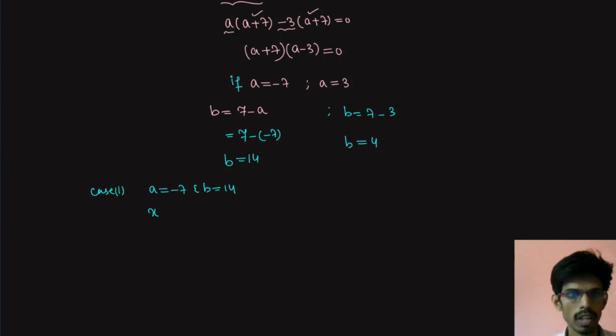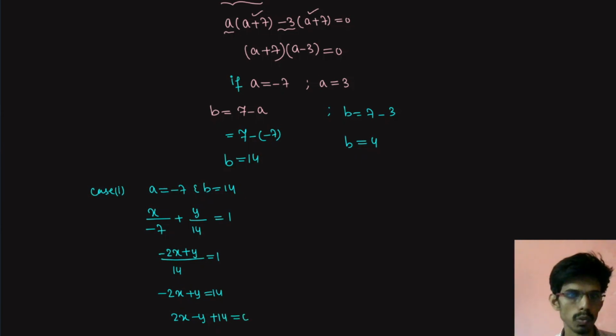So the equation will now become x by a plus y by b is equal to 1. Right, the LCM will be 14. Here I will get minus 2x plus y is equal to 1. Now if I cross multiply, I will get minus 2x plus y is equal to 14. If I rearrange this, I will get 2x minus y plus 14 is equal to 0.